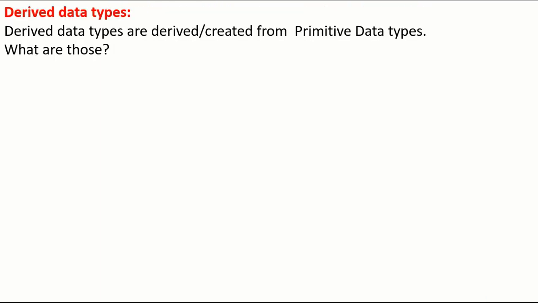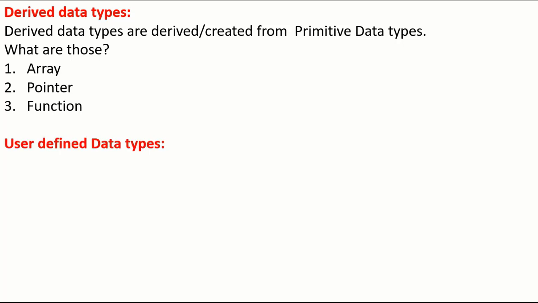Now let's move on. Derived data types. What are derived data types? Derived data types are created from primitive data types. What are those? Array, pointer, function. These are derived data types.